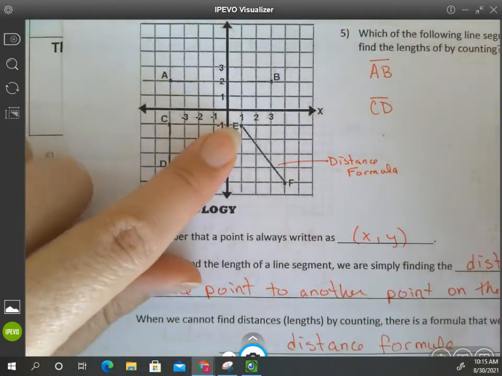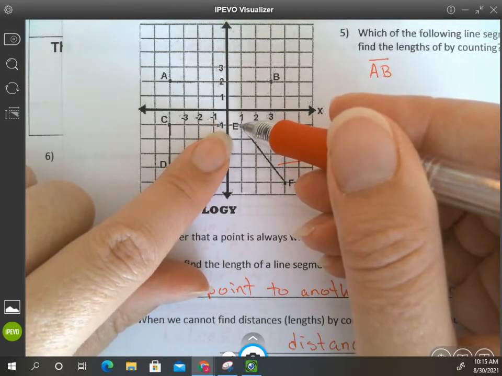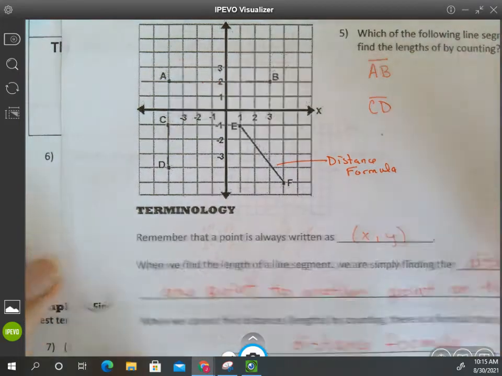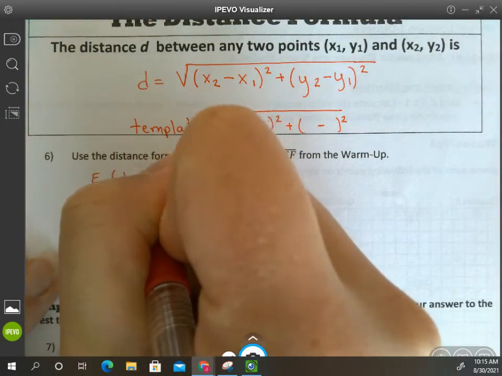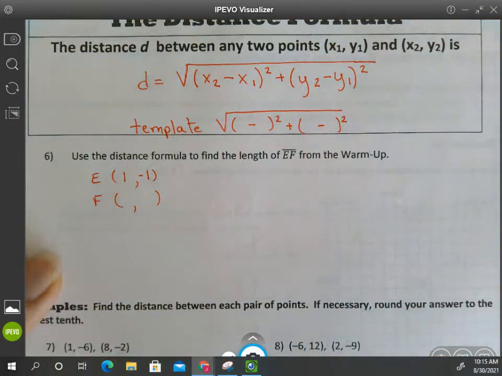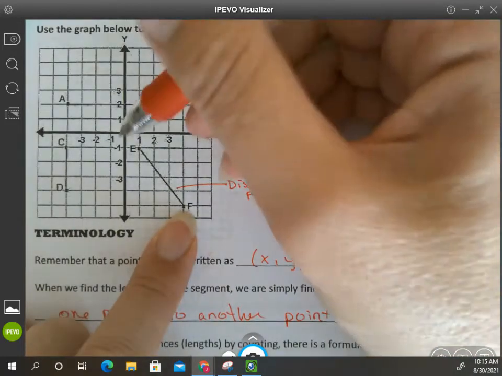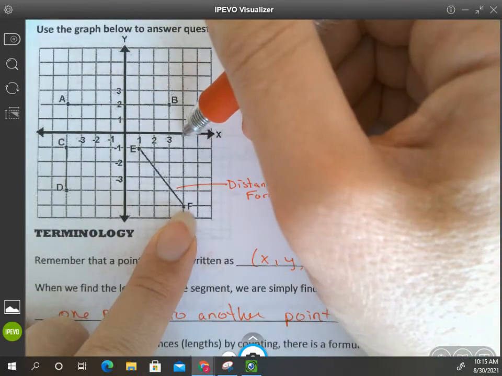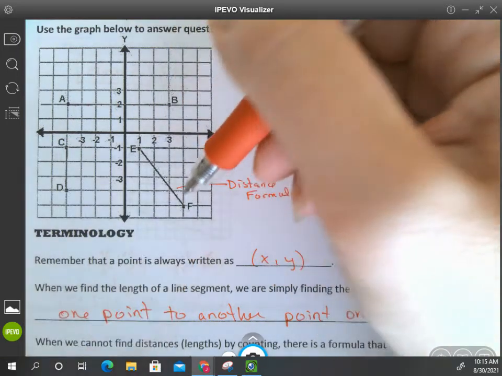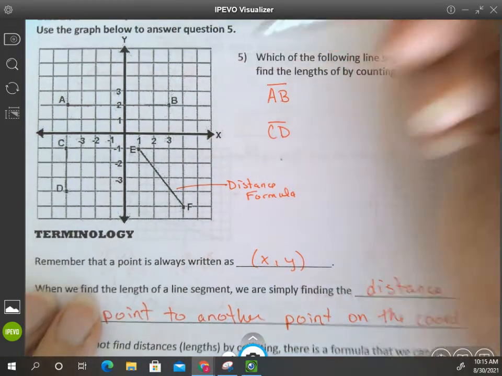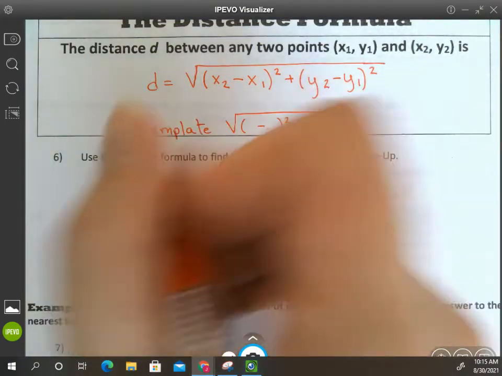Point E, what is that ordered pair? It is positive 1, negative 1, isn't it? Positive 1, negative 1, so write that down. The X is 1, the Y is negative 1, okay? And point F is down here. So we would go over 4, positive 4 for X, negative 5 for Y. So what did I say? 4, negative 5? Yep, I agree.